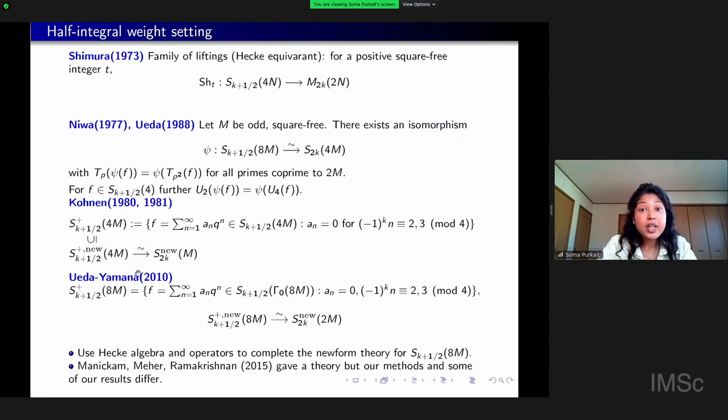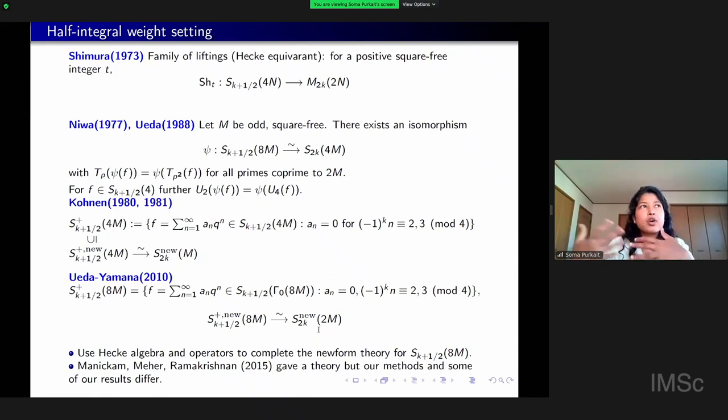Okay, and then he defined it for level 4, and then he extended to level 4M and defined a new space up there. And then Ueda and Yamana extended Kohnen's work to level 8M, defined a Kohnen plus space at level 8M, and showed that the new space at level 8M, which they defined in terms of certain operators, is isomorphic to S_{2k}^new(2N). Apart from the plus space condition, you have to have some operators to get the new space.